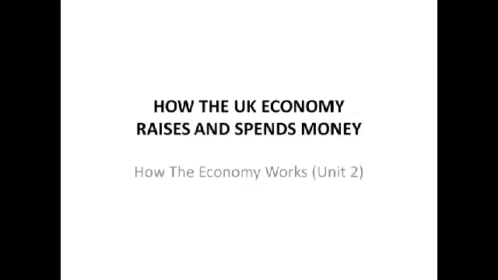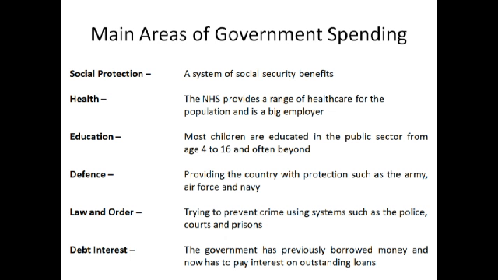This video is about how the UK economy raises and spends money. It's from How the Economy Works, which is Unit 2 of OCR Economics GCSE. Before we come on to how the government raises its money, we're going to talk about how it spends it. It's got 6 main areas of government spending: social protection, health, education, defence, law and order, and debt interest.